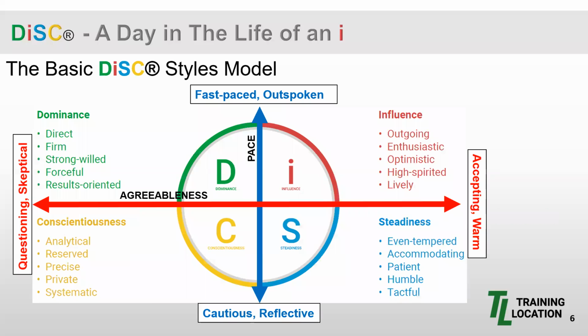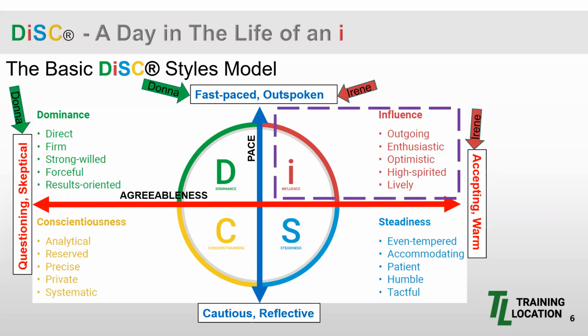Irene recalls the model, which now shows her the following. She and Donna share the faster and more outspoken pace. Where they differ is their agreeableness quotient. Irene, the I, being accepting and warm, versus Donna, the D, being questioning and skeptical. Now, as the I, Irene is motivated by social recognition, group activities, friendly relationships. Her motto: let's have fun. As the D, Donna is more about having forward momentum and variety. Donna likes to get things out the door quickly.